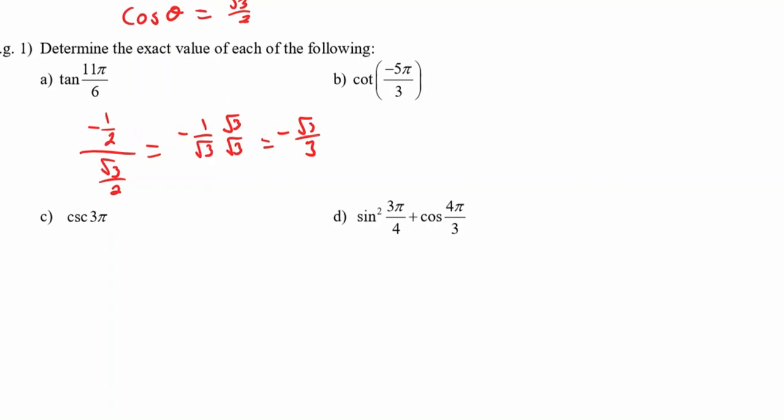All right, cotan of negative 5 pi over 3. Okay, let's think about this one. So negative 5 pi over 3. Let's figure out that one first, and then we'll figure out what we have to do with cotan. So negative 5 pi over 3.